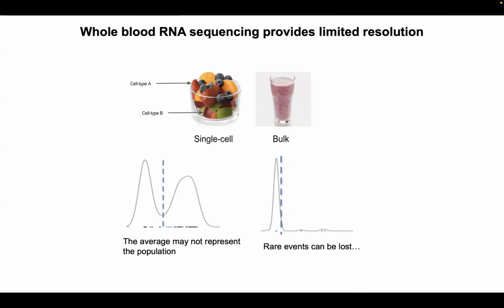We all know that bulk RNA sequencing is like a smoothie. You take the average of the expression profile from each cell. However, if the gene expression profile is, for example, like this, a bimodal distribution, and you take an average of them, you will miss the signal here, and sometimes you will also miss those very rare events.